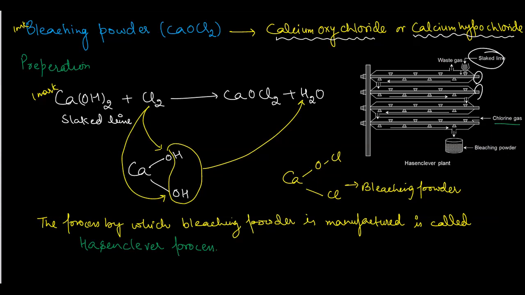Calcium oxychloride or calcium hypochlorite is the chemical name for this, and the process by which we prepare this is called the Hasen-Clever process. We call this process the Hasen-Clever process. The process by which bleaching powder is manufactured is called the Hasen-Clever process. So it is a very simple preparation. Just pass chlorine gas to the calcium hydroxide and you will get the bleaching powder.